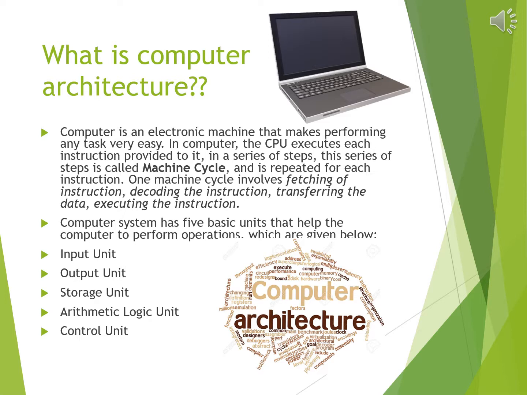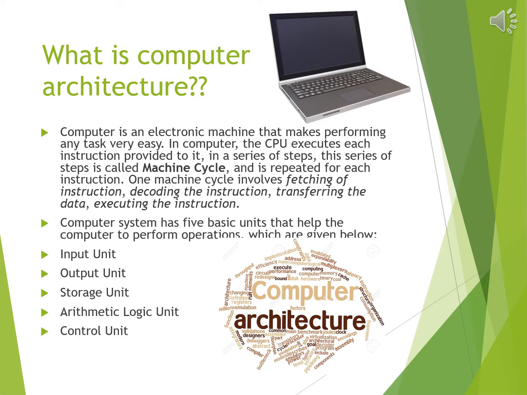What is computer architecture? A computer is an electronic machine that makes performing any task very easy. In a computer, the CPU executes each instruction provided to it in a series of steps. This series of steps is called a machine cycle, and is repeated for each instruction. One machine cycle involves fetching the instruction, decoding the instruction, transferring the data, and executing the instruction.